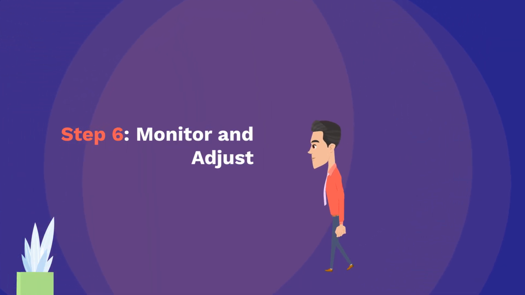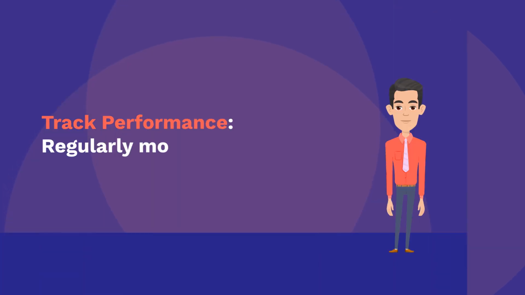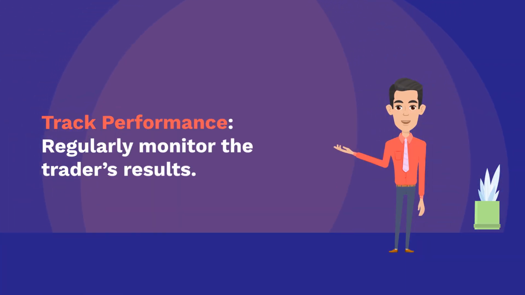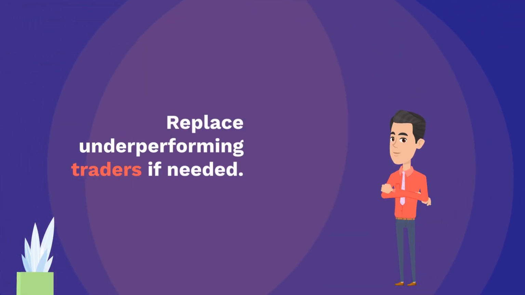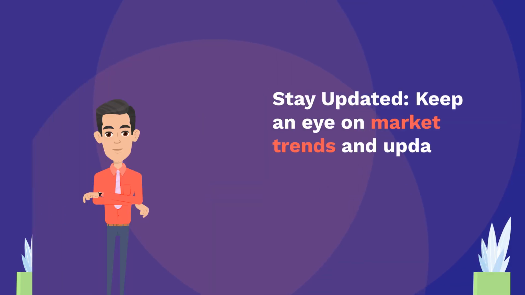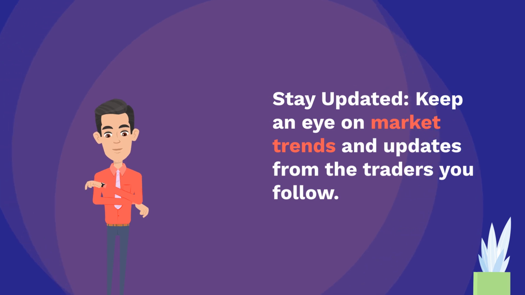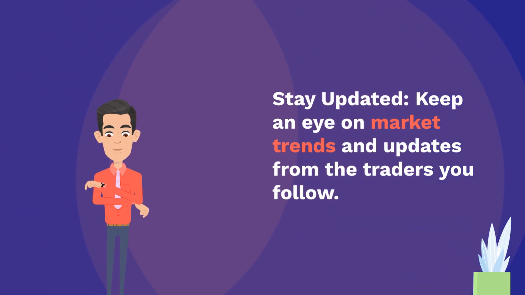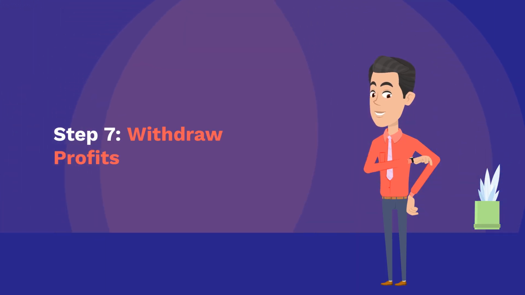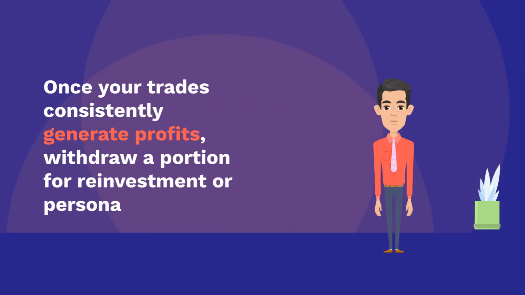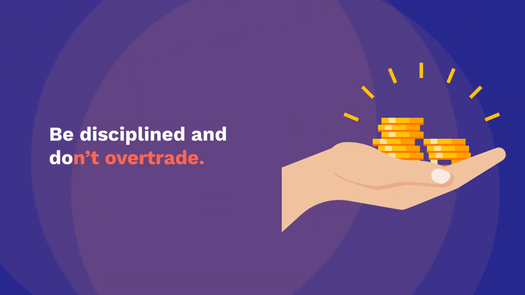Step 6. Monitor and adjust. Track performance. Regularly monitor the trader's results. Replace underperforming traders if needed. Stay updated. Keep an eye on market trends and updates from the traders you follow. Step 7. Withdraw profits. Once your trades consistently generate profits, withdraw a portion for reinvestment or personal use. Be disciplined and don't overtrade.